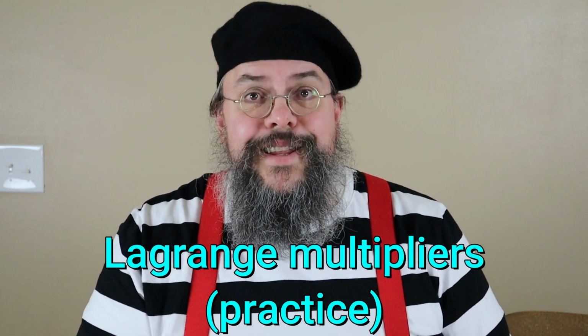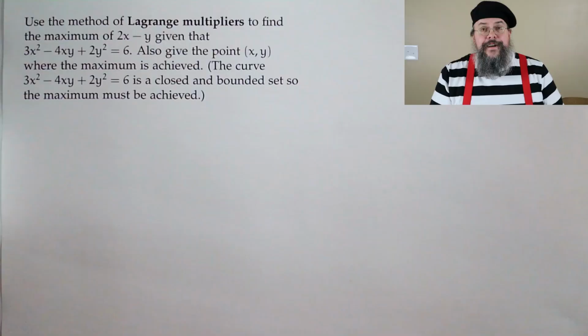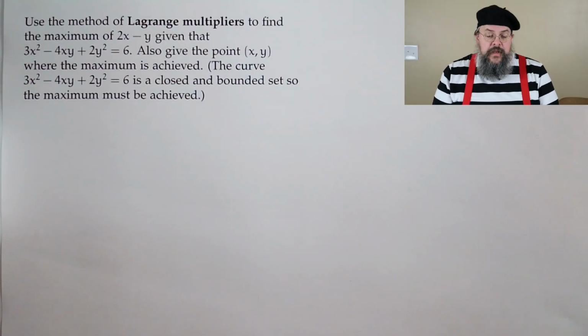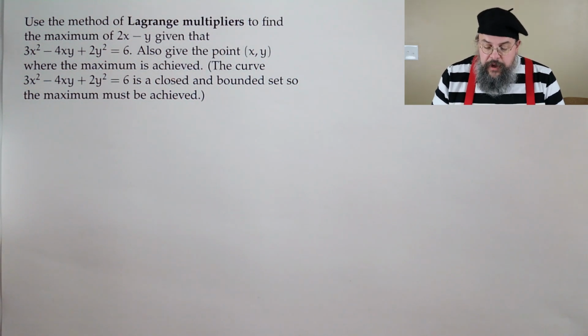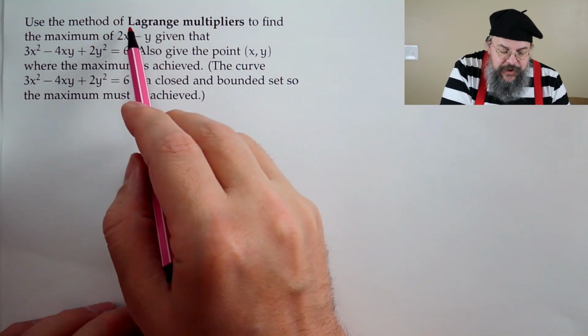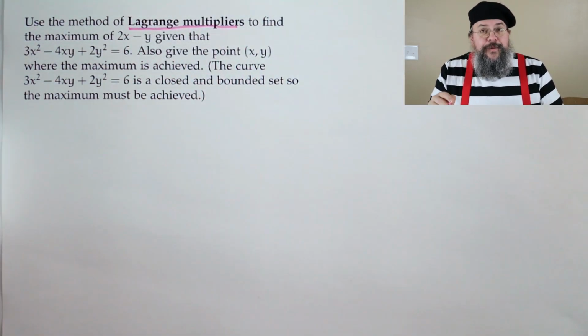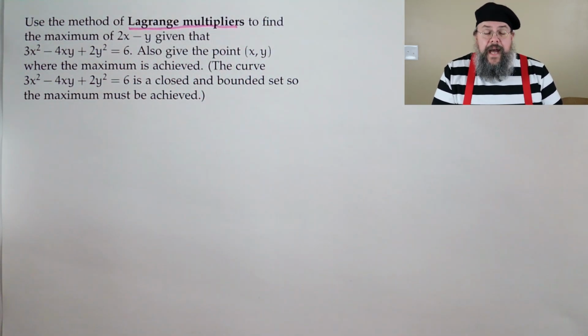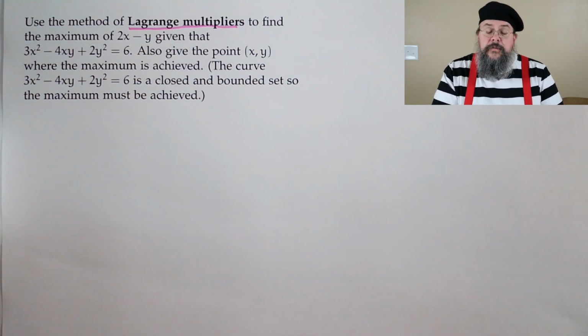Well, let's begin. Our first problem. Use the method of Lagrange multipliers. Yeah, totally gave it away here. Sometimes it's more subtle. To find the maximum of 2x minus y, given that 3x squared minus 4xy plus 2y squared equals 6, also find the point (x, y) where the maximum is achieved.